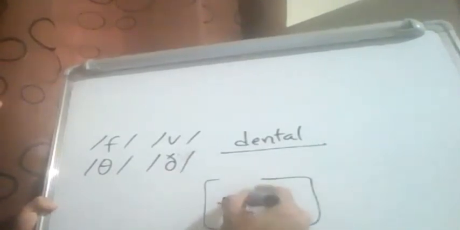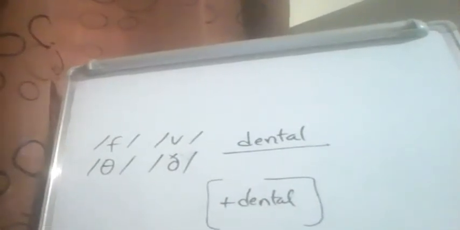Okay, these are dental sounds. And then the feature specification would be plus dental. Nothing else in common. If you want to say fricative, you can say dental fricative, but the only 4 dental sounds in English are all fricative, so you don't need it. Saying dental is enough.